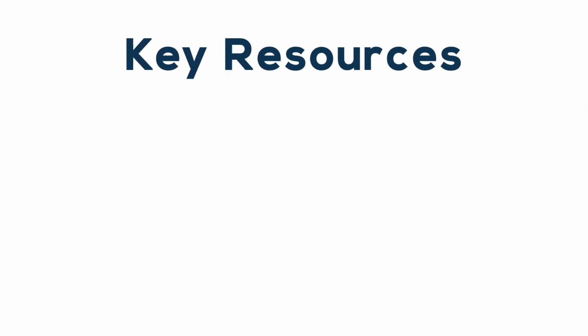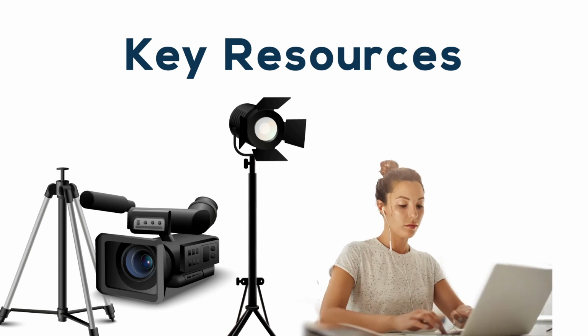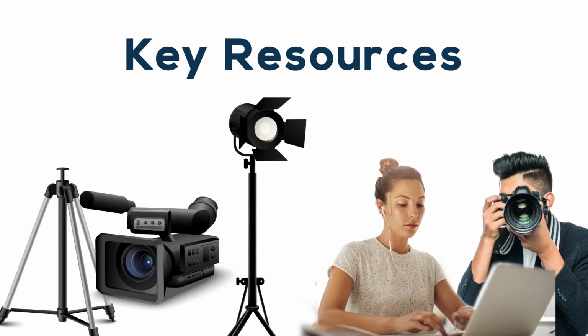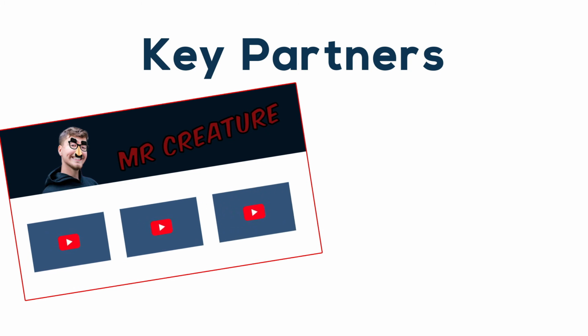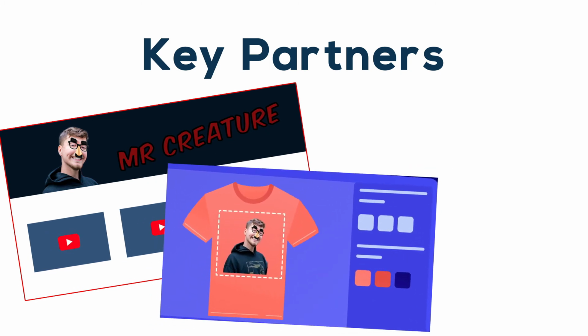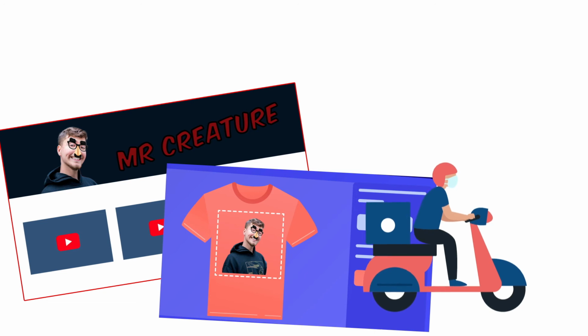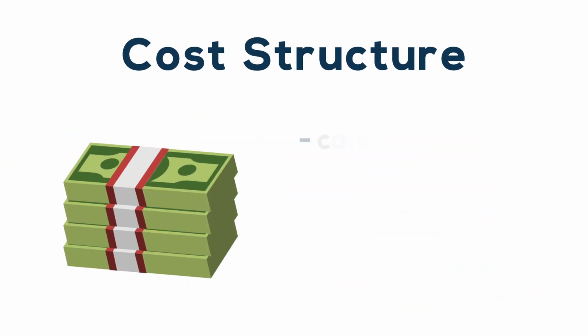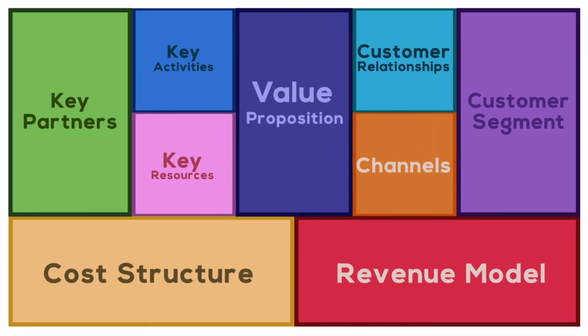In key resources, we need all the camera equipment required, as well as videographers and editors that will help us with recording and editing the videos. In key partners, we need to add YouTube as we publish all the videos on their platform, the e-commerce website where we upload the merch, and also need to maintain a partnership with virtual dining concepts as they make and deliver the sandwiches. For cost structure, we need to get some camera equipment, editing software, and staff to record and edit videos.